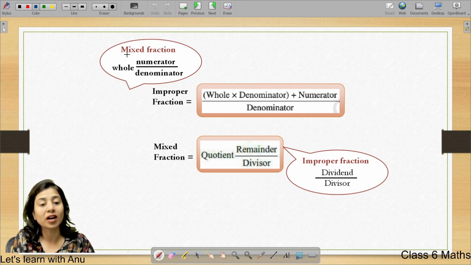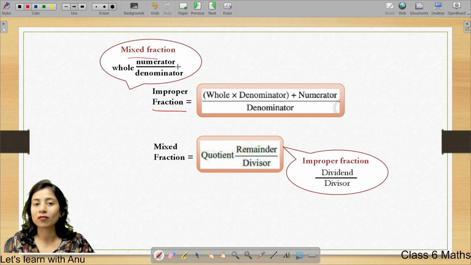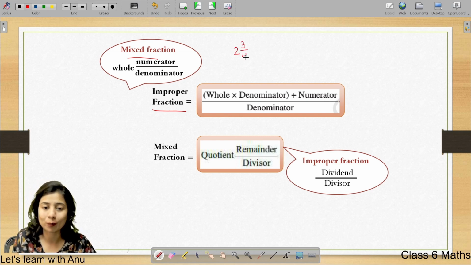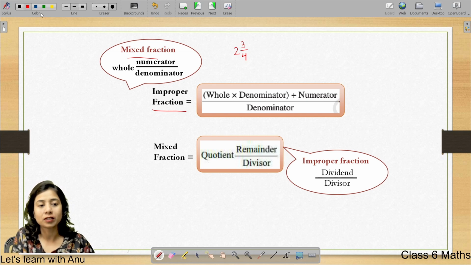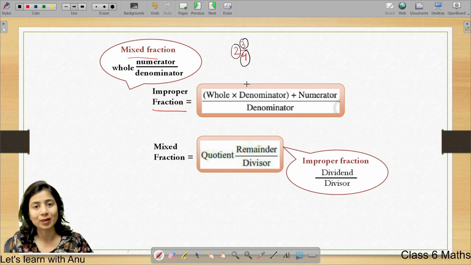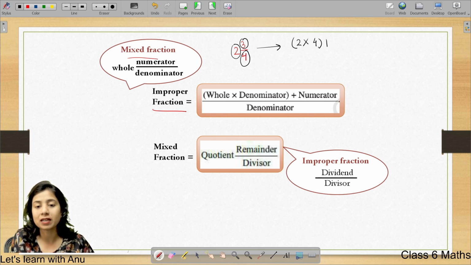First one is how to convert the given mixed fraction into improper fraction. So let me explain this with the help of an example. So mixed fraction, suppose I have 2 3/4. So this is the whole part, 2 is the whole, 3 is the numerator and 4 is the denominator. So if I have to convert this mixed fraction into improper fraction, I will write the whole, multiply by denominator 4 and then plus the numerator, that is 3, upon the denominator 4. I hope it's clear to everyone.